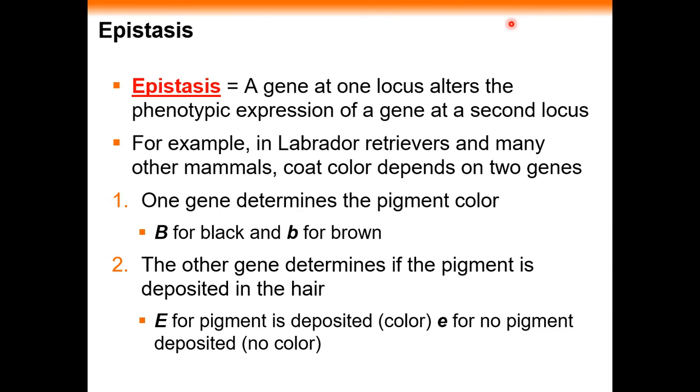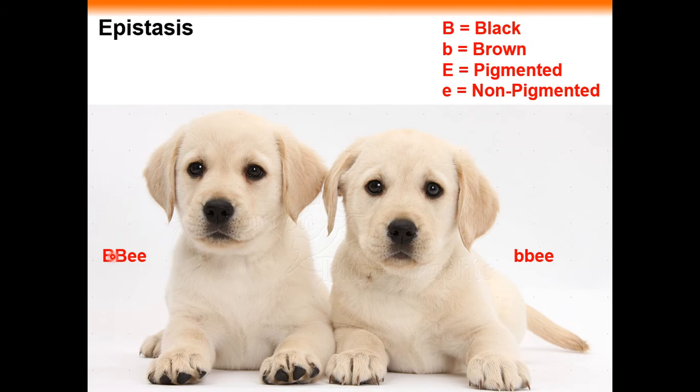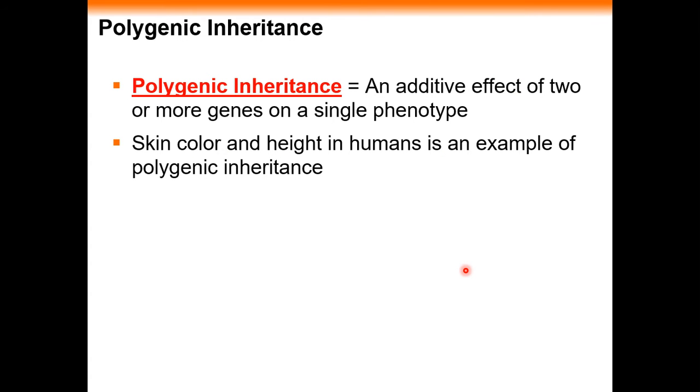Then we said there's something called epistasis, which is really complex, but that's where one gene alters the expression of another gene. You might have the gene for black hair, or you might have the gene for brown hair. Doesn't matter because you don't have the gene to deposit the pigment. Epistasis. Then there's polygenic inheritance, where multiple genes have an additive effect.